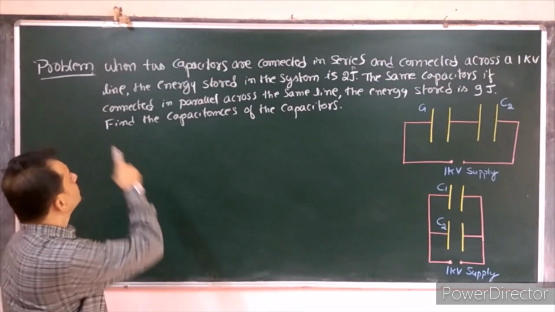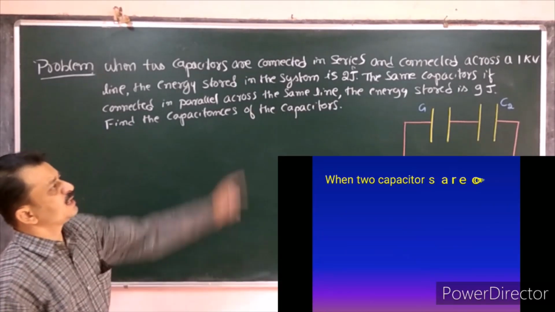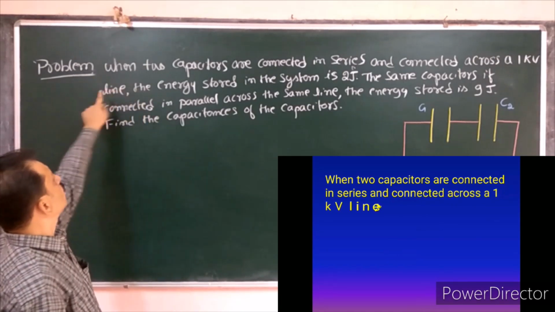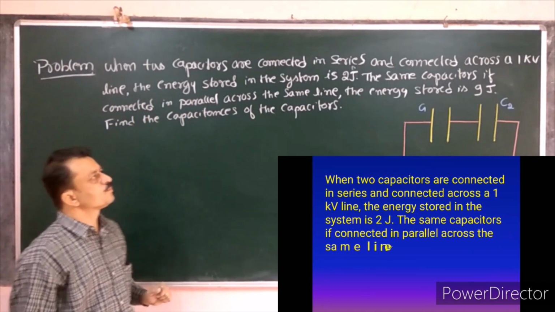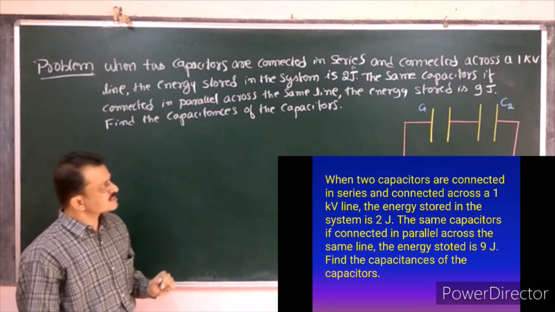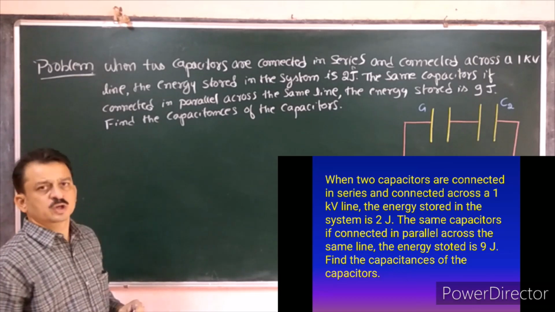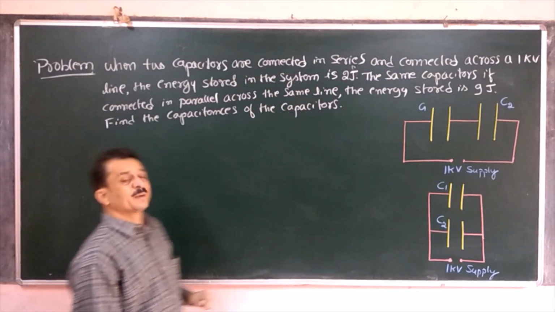Now next problem. When two capacitors are connected in series and connected across a 1 kilovolt line, the energy stored in the system is 2 joules. The same capacitors, if connected in parallel across the same line, the energy stored is 9 joules. Find the capacitance of the two capacitors.